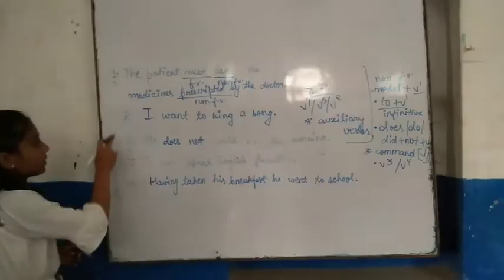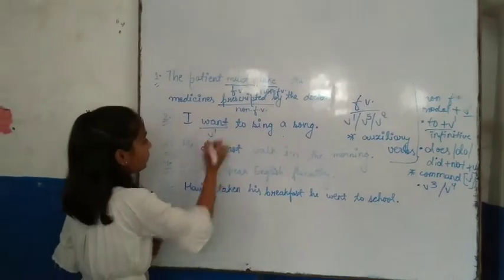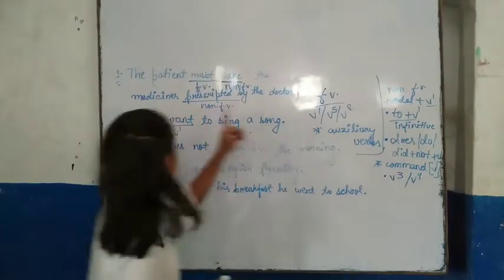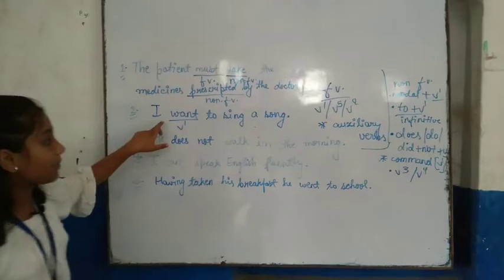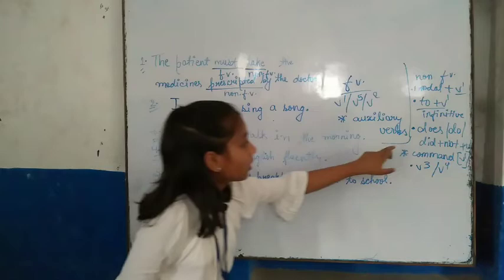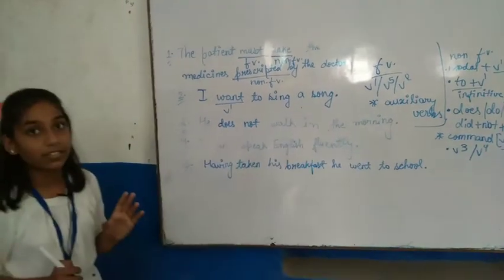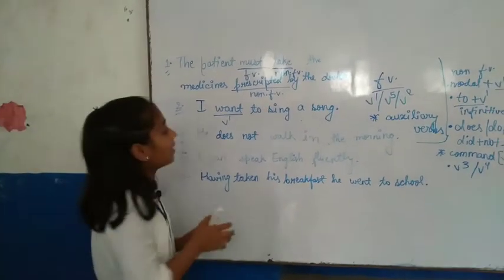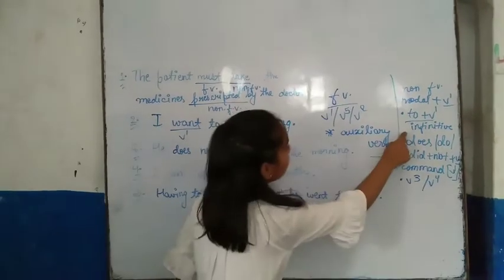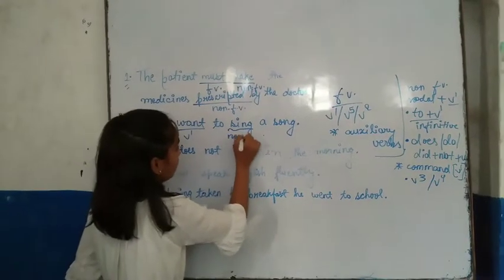Now let's come to the second sentence. I want to sing a song. Here want is the V1, and there is no modal auxiliary verb before the V1, nor the use of to, or do, don't, doesn't or didn't. And here "to" plus V1, sing, is the infinitive, so it comes in the list of non-finite verbs. So here sing is a non-finite verb.